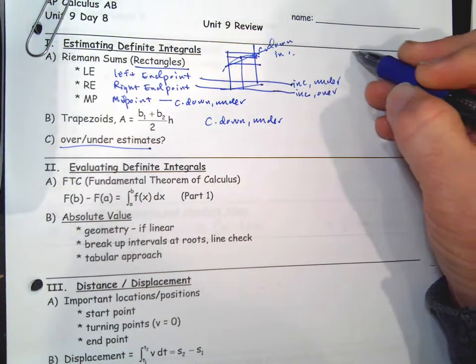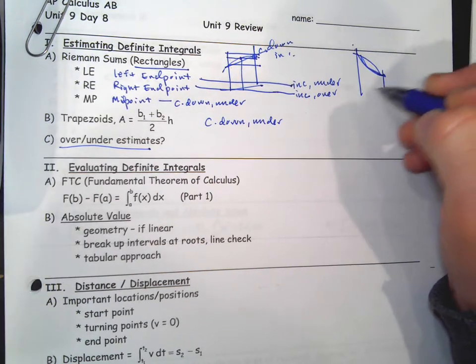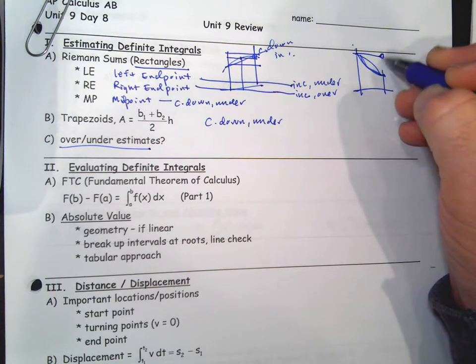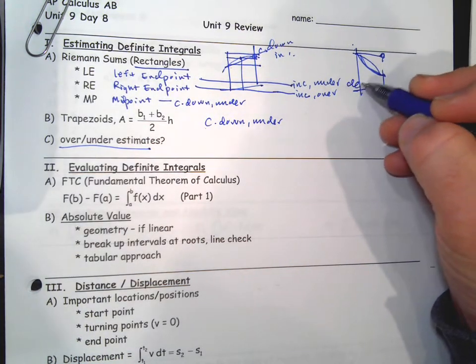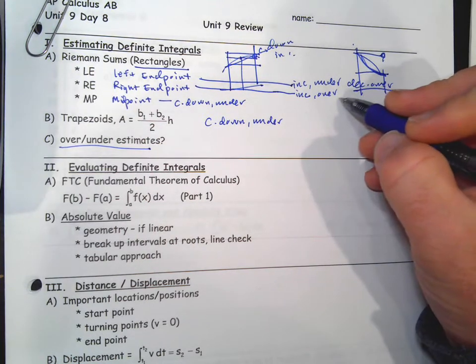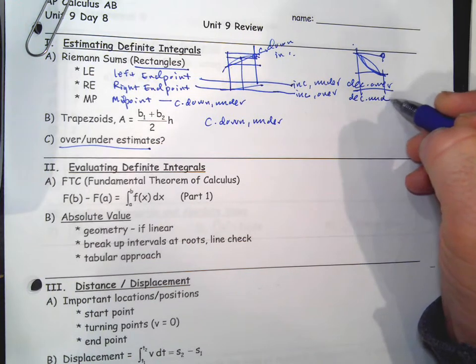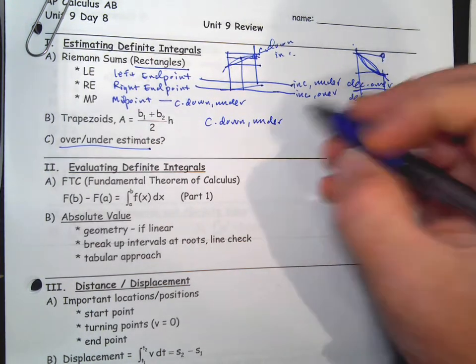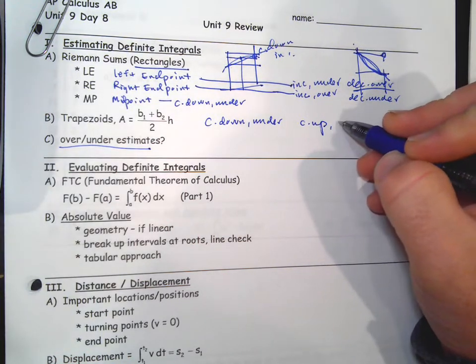We could draw another one, like decreasing, concave up or something. Left endpoint is going to be over. So if it's decreasing, it's over. If it's decreasing, right endpoint is going to be under. Trapezoids are going to be under. If it's concave up, trapezoids are over.